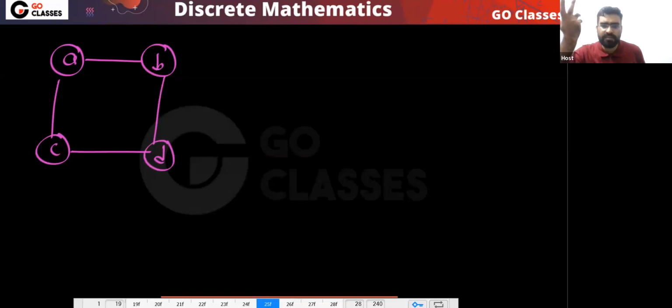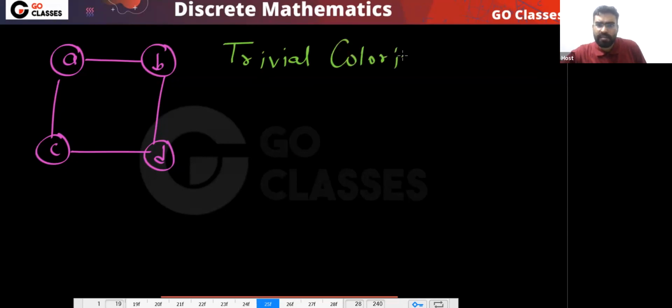Why bother? It's a very trivial solution. So what is a trivial coloring? You can simply say that to every vertex you give a different color. Every vertex, a different color.